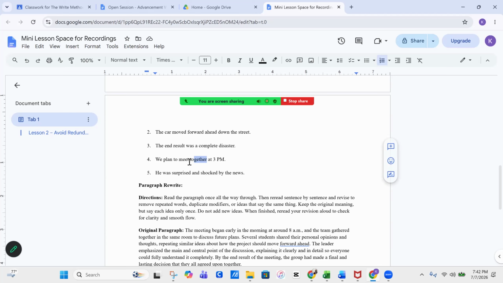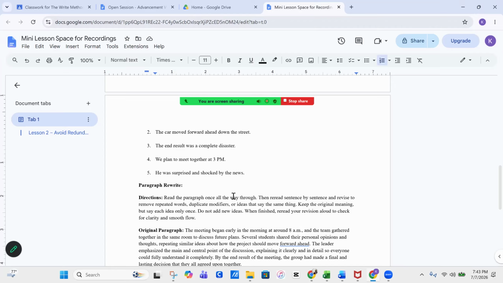But so, for example, meet together. Well, if we are going to meet, we're going to be together, right? Or you can say we will be together at 3 p.m., right? We will be together at 3 p.m. Or we plan to meet at 3 p.m., right? Or we will meet at 3 p.m. So just try different things here.